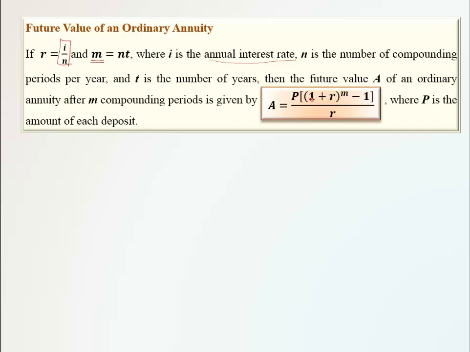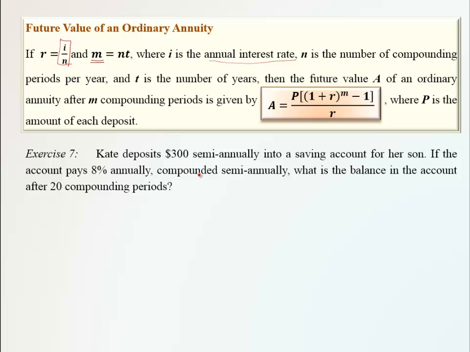Then we multiply by 1 plus R, which is rate per one compounding period, to the M, to the number of periods, minus 1, and divided by the rate, R. So this time we don't need to justify this formula, just use it. And here we have application. How can we use it? Kate deposits $300 semi-annually into a saving account for her son. If the account pays 8% annually, compounded semi-annually, what is the balance in the account after 20 compounding periods?